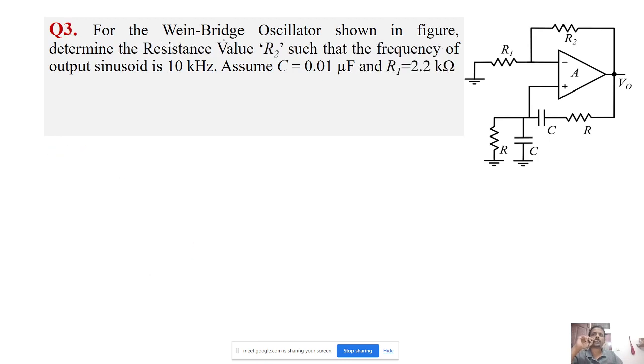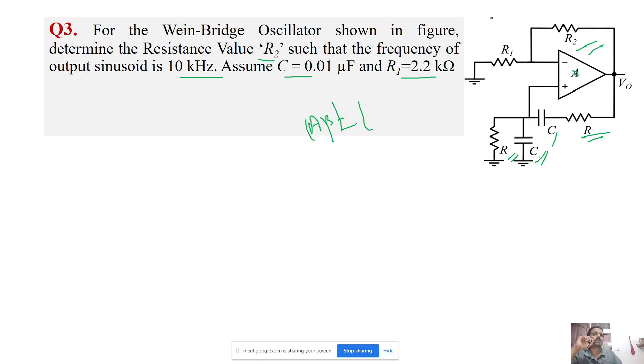The third question is, for the Wien bridge oscillator shown in figure, determine the resistance value R2 such that the frequency of output sinusoid is 10 kilohertz. Same question, given C equal to 0.01 microfarad and R1 equal to 2.2 kilo ohm. The question is just to find the value of R2 here. Already we have designed the capacitance value, and we have designed resistance R for a particular frequency. Also, in order to work as a Wien bridge oscillator, the gain must be such that A beta equals 1, right? So A beta must be equal to 1. Based on this, we can decide what the gain is.